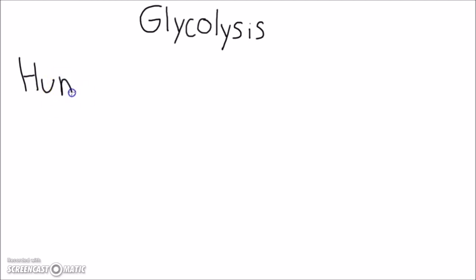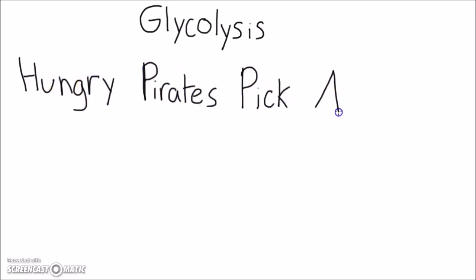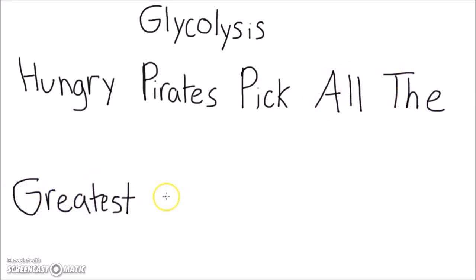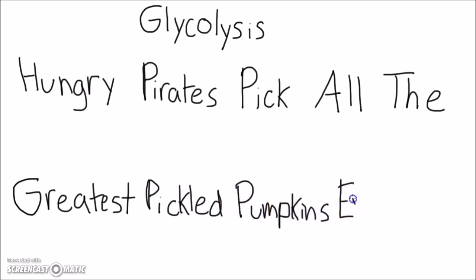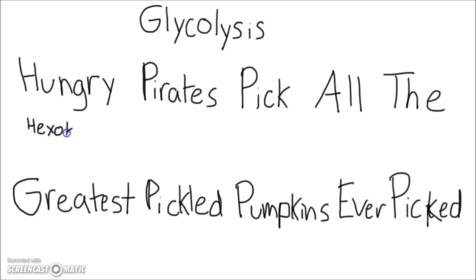Glycolysis is the process that the cell uses to generate energy anaerobically. So it uses glucose to make a net of two molecules of ATP. And the mnemonic we're going to use to memorize this is "hungry pirates pick all the greatest pickled pumpkins ever picked." So each capital letter stands for an enzyme.